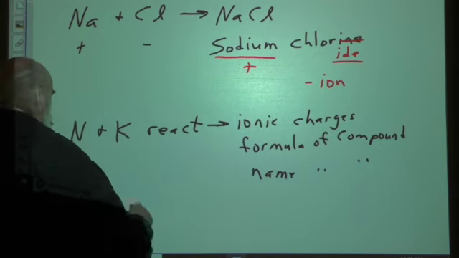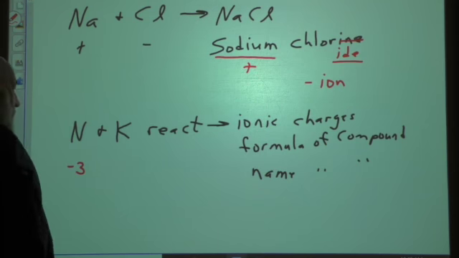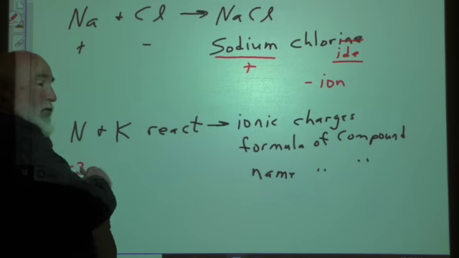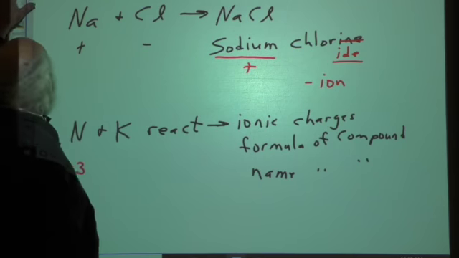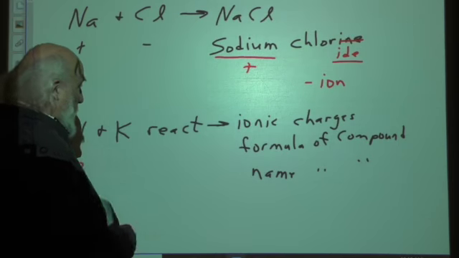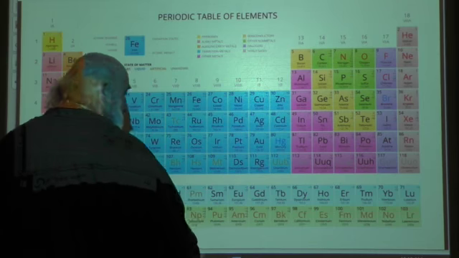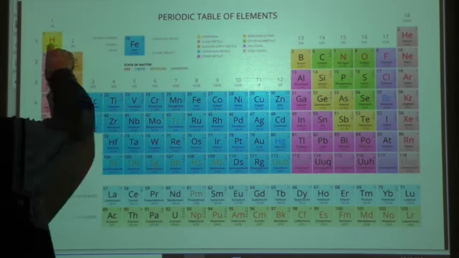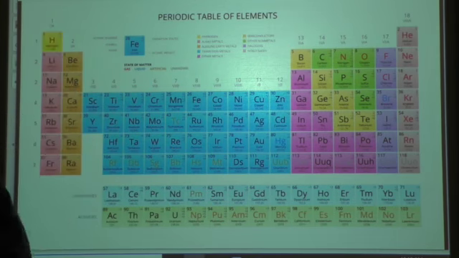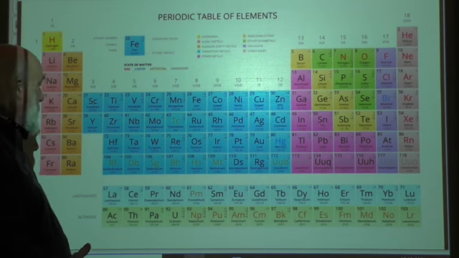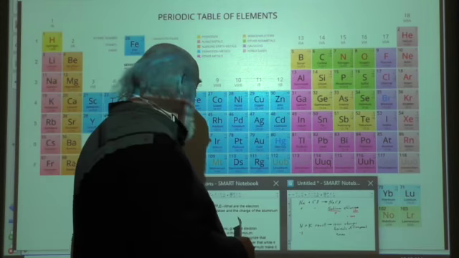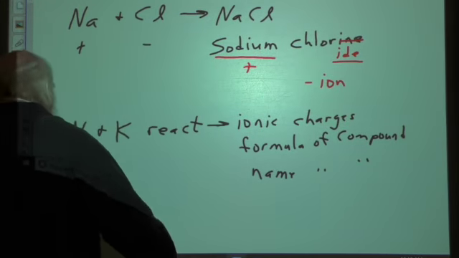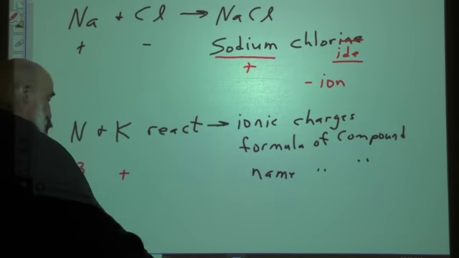So let's put that up there. Put it in red. -3. So that's not going to be the first thing mentioned here. Potassium is a metal. It's over there, just like sodium, where it's in group 1A again, so that's a +1 charge. Okay? So this will be +1.